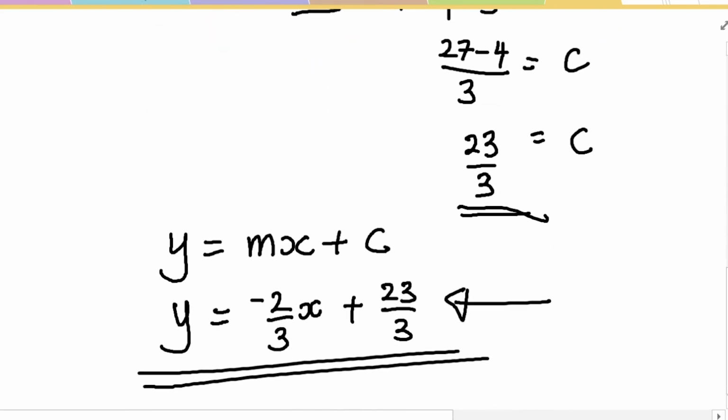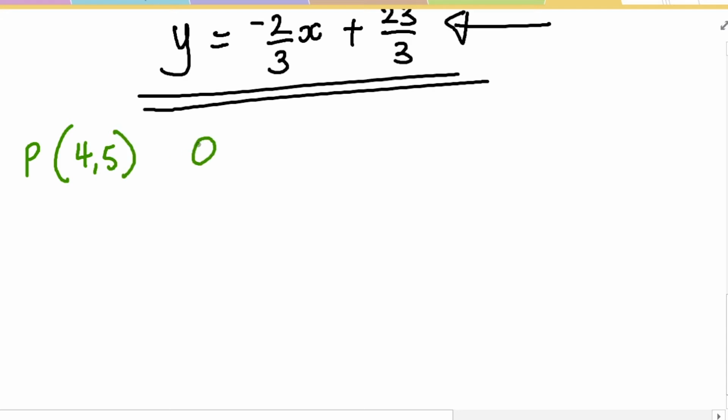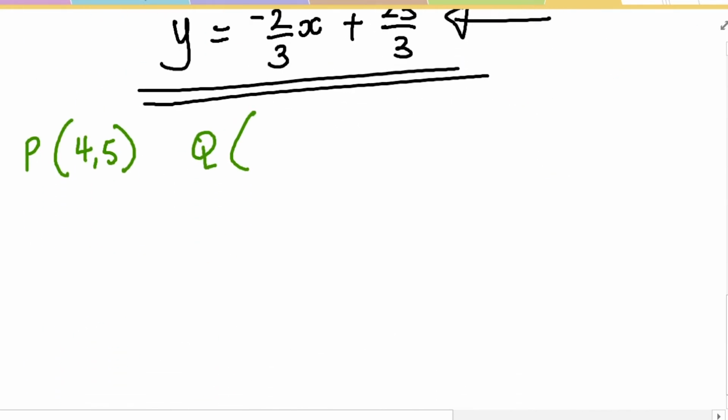Maybe this approach is a shorter one. We want an equation of the line going through P, which is 4, 5, and point Q. If P is 4, 5, then Q is negative 2, 9. So that is Q, which is negative 2, 9. We want to find the equation going through those, and we know that y is equal to mx plus c. So from here, we are going to first find the gradient.